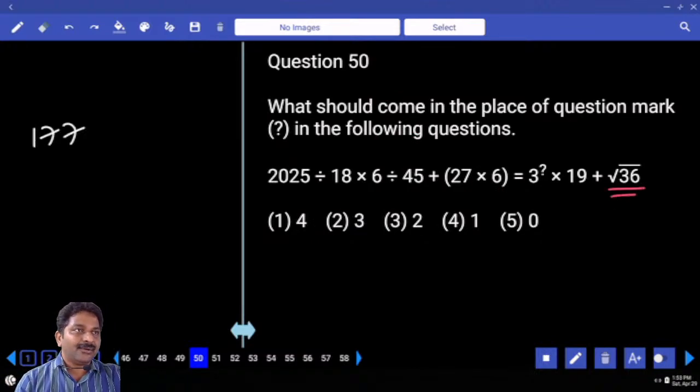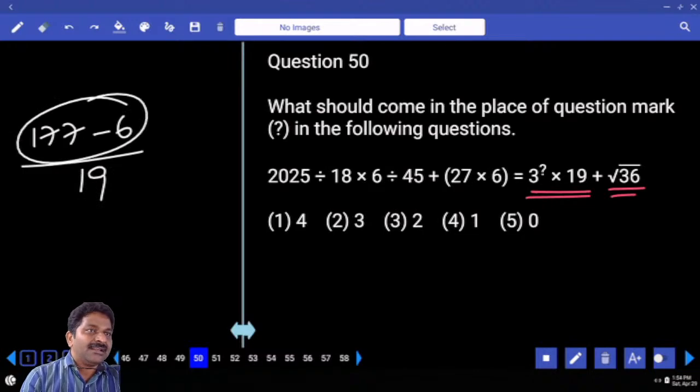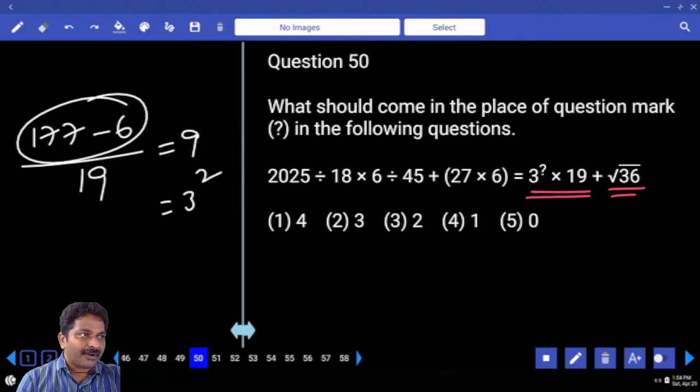Right hand side under root of 36 minus 6, which is equal to 3 power x into 19. Then divided by 19 in the sense that is equal to 3 power something. Numerator, how much is this? 171. How much is that? 9 times, which is 3 to the power of 2.